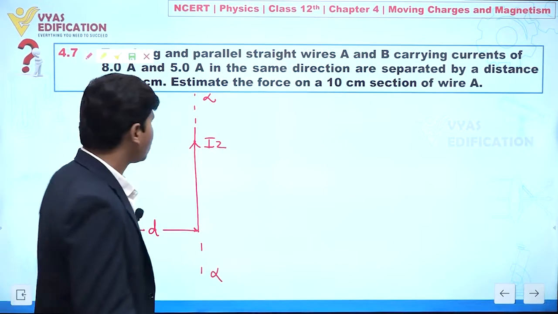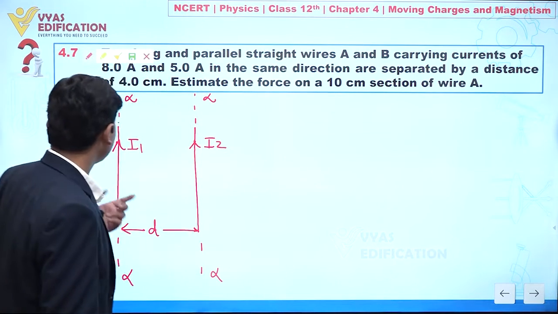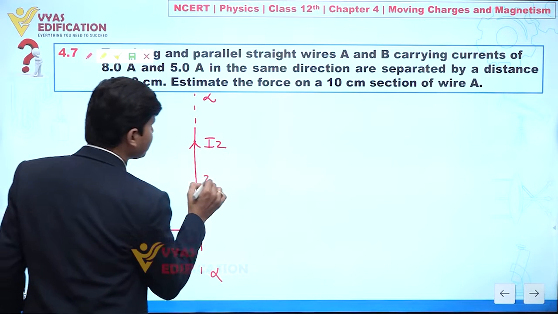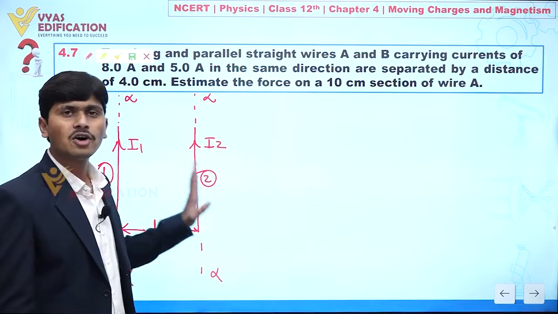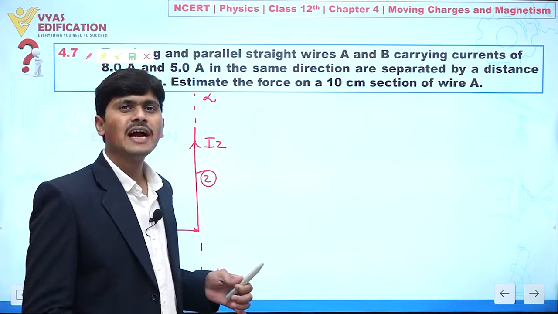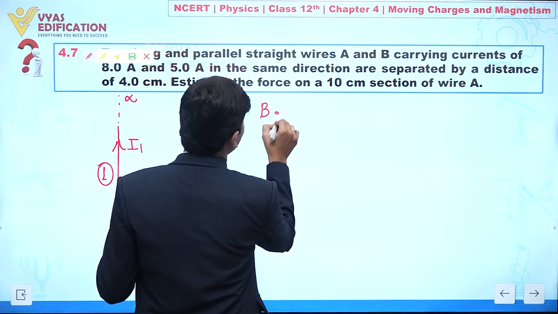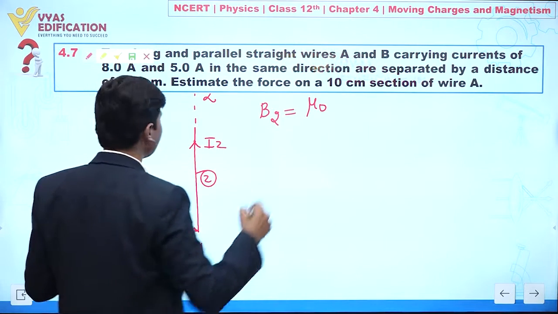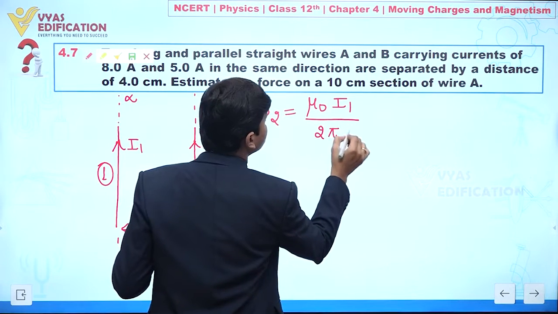Now first, can I find the value of the magnetic field due to current carrying wire 1? Let's suppose this is 1 and this one is 2. Can I find the magnetic field due to 1 on 2? Yes, because this is a long straight current carrying wire. The magnetic field on 2 is given by mu naught I upon 2 pi r, that is mu naught I1 upon 2 pi r, which is mu naught I1 upon 2 pi d.